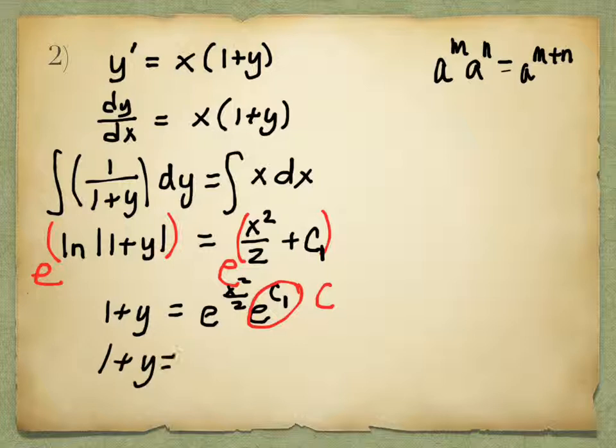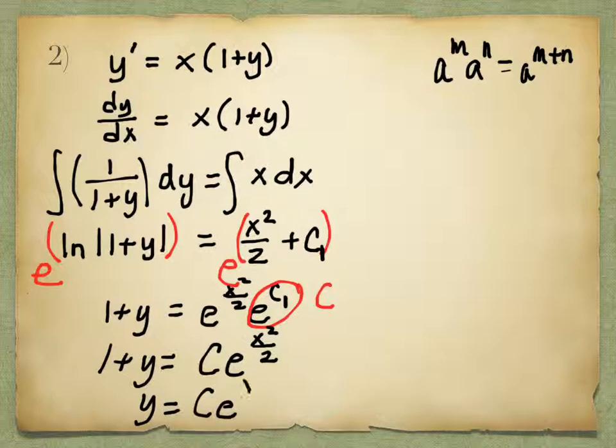All right, so I can actually write that as a constant written in front of the e to the x squared over 2. And then I can move the 1 that's on the left to the right-hand side. So this is y equals c e to the x squared over 2 minus 1.